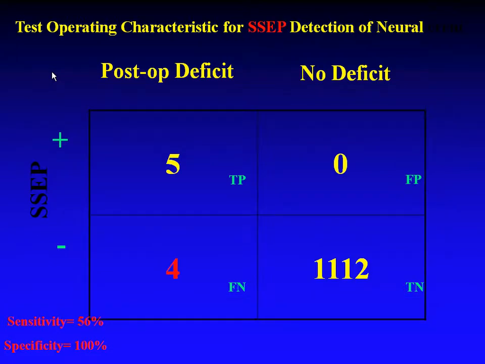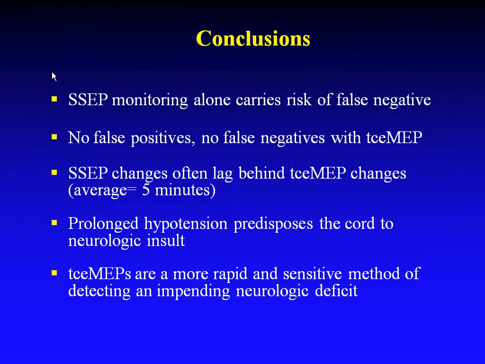But this is the slide to remember. This is the test operating characteristics for the SSEPs. If you use SSEPs alone in this series of 1,100 patients, 4 of those patients had motor deficits but had normal SSEPs. So if you're using SSEPs, you will miss certain cases of neurologic injury.